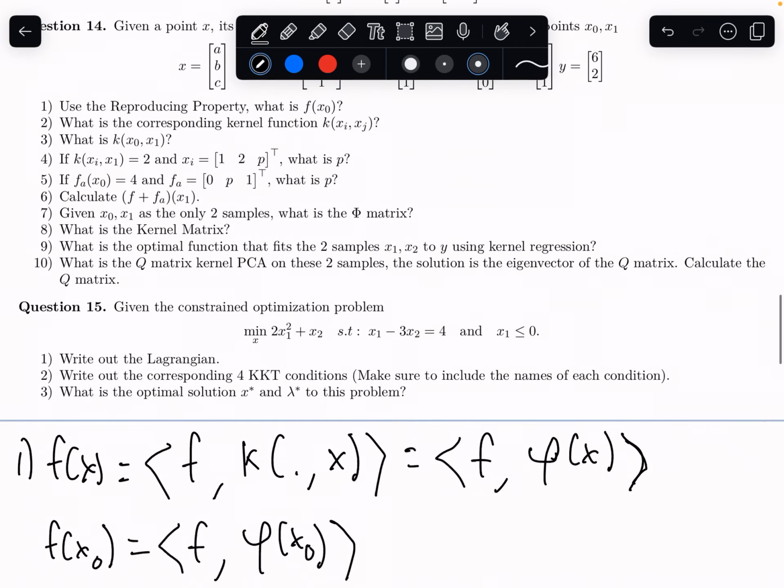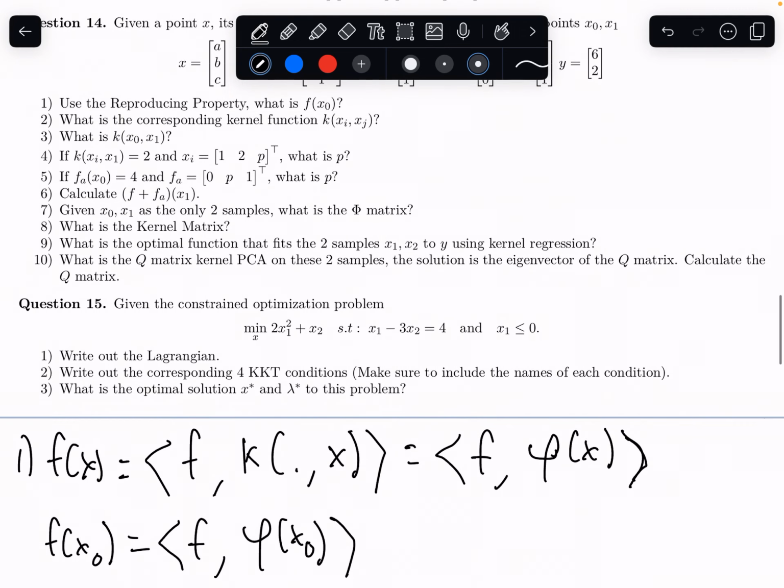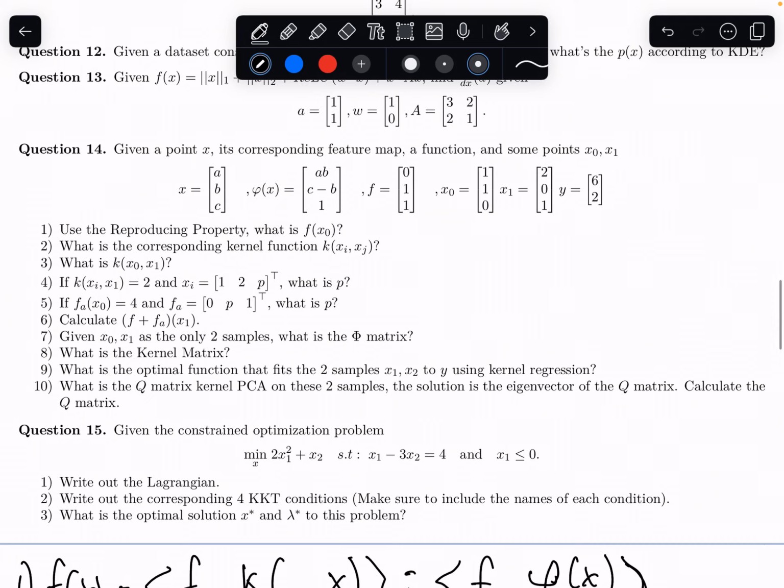Okay, so now we check. We are not given phi of x0, but we're given phi of x, so we can find phi of x0. Now we'll notice that x is of the form a is the first element, b is the second element, and c is the third element. Phi of x states that the first element is ab, then we have c minus b, so the third minus the second, and we have 1.